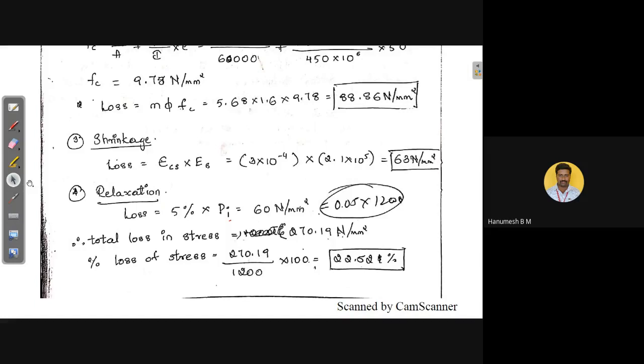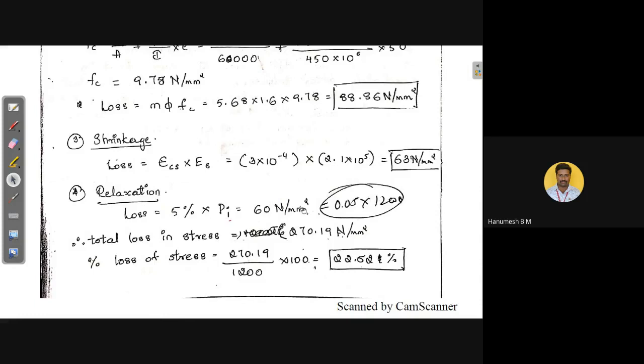Then we need to calculate the losses due to relaxation of the stresses in the steel. It is relaxation stresses in the steel. Loss is equal to just 5% of the initial stress. ಇಲ್ಲಿ ಏನು ಮಾಡಬೇಕು, ಇನಿಷಿಯಲ್ ಸ್ಟ್ರೆಸ್ನ ಕ್ಯಾಲ್ಕುಲೇಟ್ ಮಾಡಬೇಕು, ಸಬ್ಸ್ಟಿಟ್ಯೂಟ್ ಮಾಡಬೇಕು. 5% ಆಫ್ ದ ಇನಿಷಿಯಲ್ ಸ್ಟ್ರೆಸ್. 5% means 5 divided by 100. It is 0.05. 0.05 should be multiplied by the initial stress.